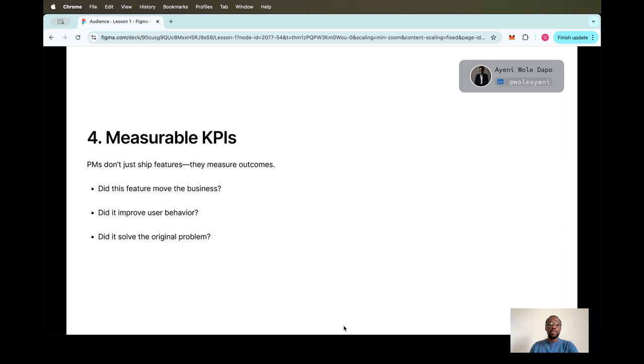Lastly, as a product manager, you set KPIs and you track them. Don't forget, what you don't track, you can't improve.